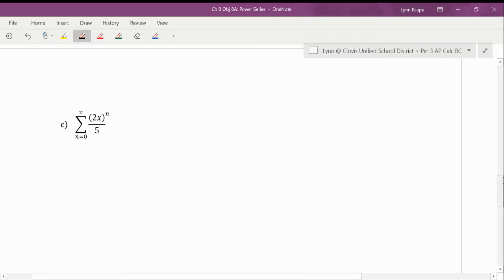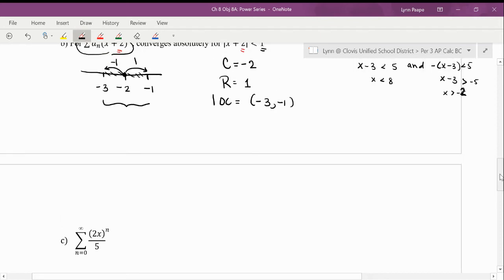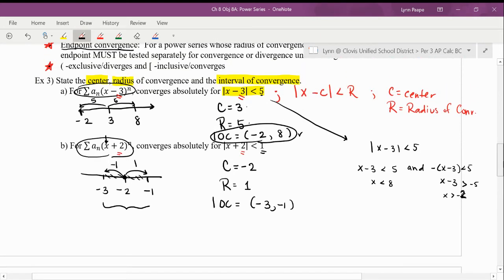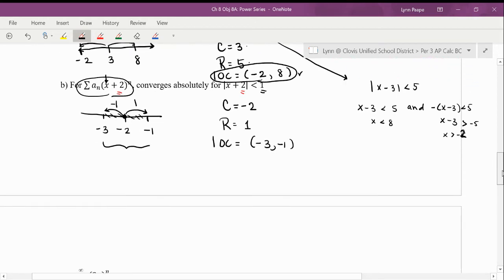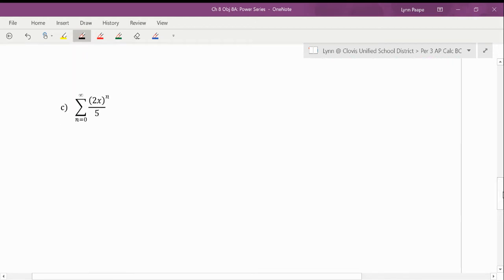So for this problem, we're doing the same thing again. We're looking for the center, the radius of convergence, and the interval of convergence. This one right here, we have to work a little harder because I didn't give you that inequality, so we have to find that inequality. So I'm going to rewrite this just a little bit so that 1/5 does not have an X or an N on it. So that means it can go to the front of the summation. And because it's just a coefficient, I'm going to go ahead and do that.